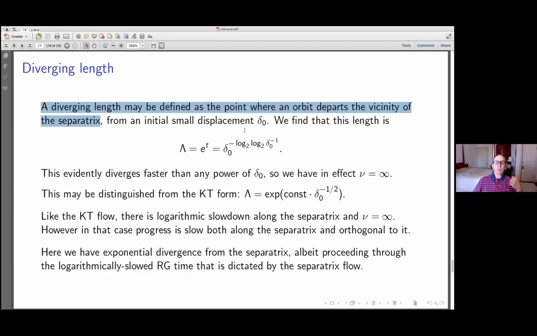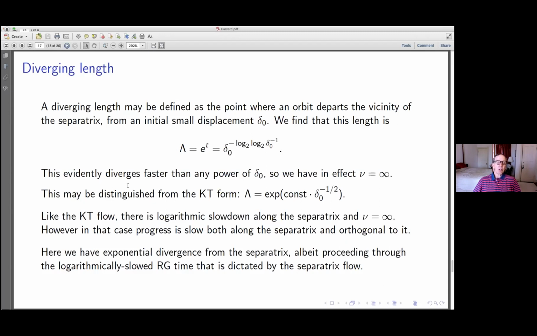And so, if you analyze this flow, we see that this length is given by this interesting looking formula here, delta 0 to the minus log delta 0 inverse. So now as delta 0 goes to 0, as we go into the critical point, critical temperature or critical disorder, this clearly diverges faster than any power of delta 0. So we have in effect nu equals infinity. Nu being, under normal circumstances, this exponent here if it were a constant.